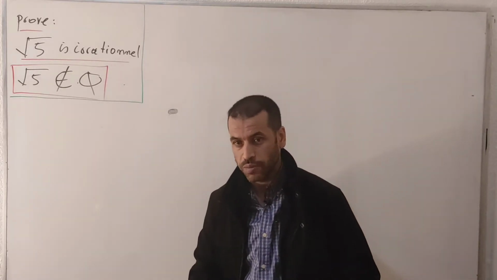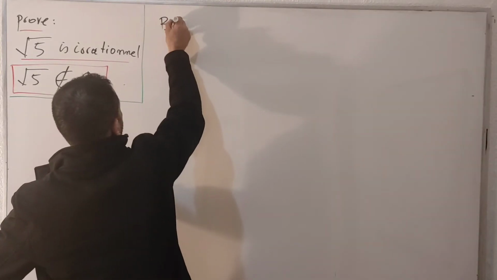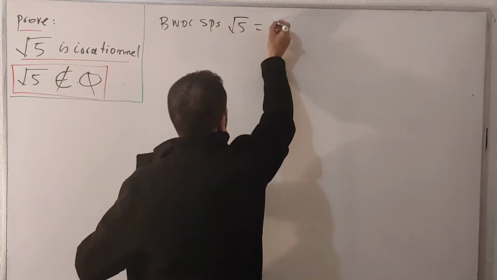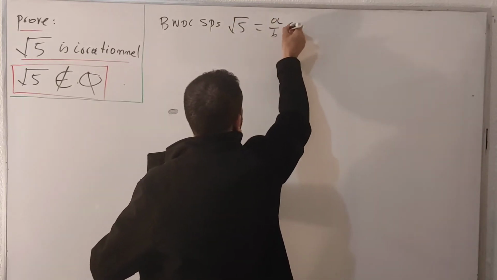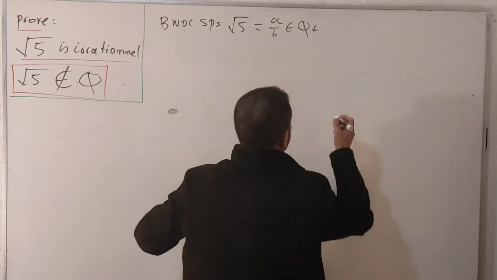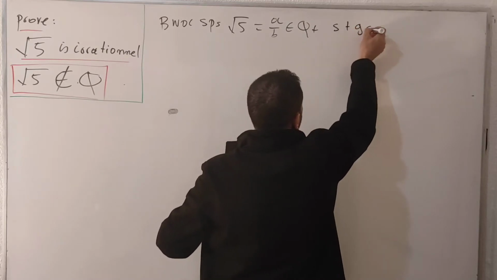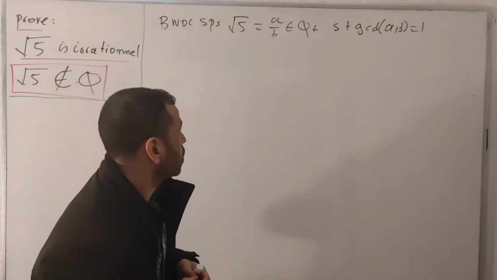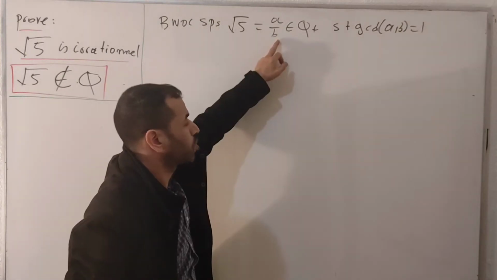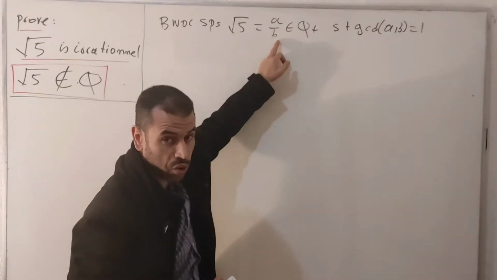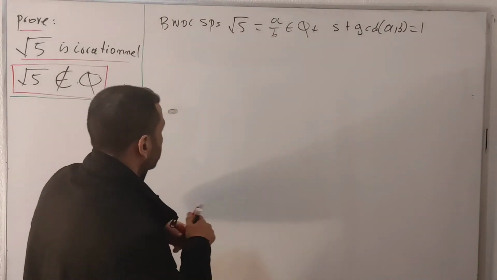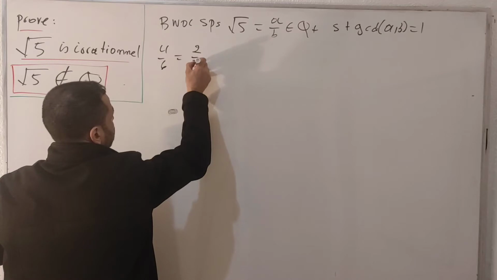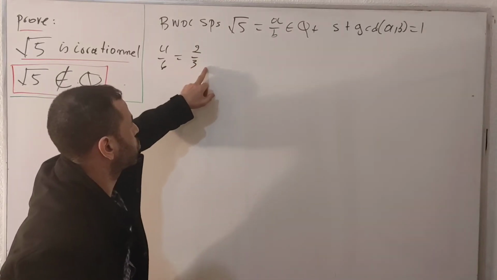Now let's jump into the solution. By way of contradiction, suppose the square root of 5 is a rational number a over b, such that GCD of a and b equals 1. In other words, b does not divide a. Also, we want this fraction to be reduced to the lowest terms. For example, 4 over 6 must be written as 2 over 3. That is, the GCD of these two terms equals 1.